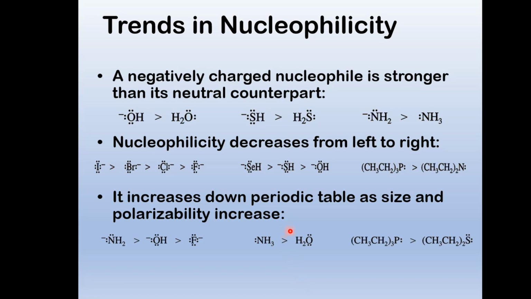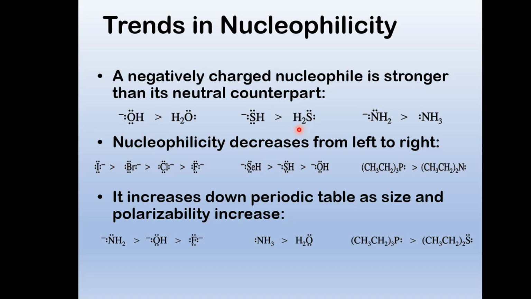A negatively charged nucleophile is stronger than its neutral counterpart. Both water and hydroxide can be nucleophiles, and this one has a charge, this one doesn't. We know hydroxide is more nucleophilic than water. It's the inequality sign, greater than.